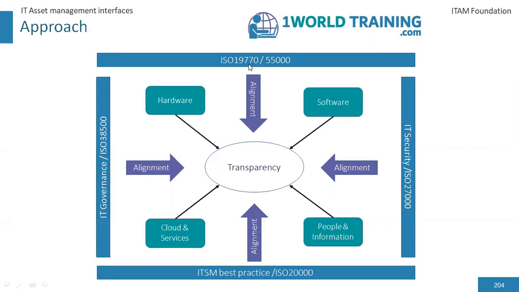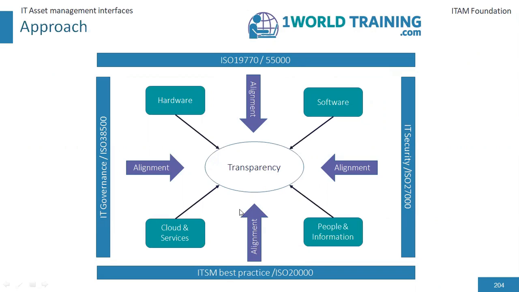So we have so many things here, right? We have ISO 19770 and then 55,000, the IT asset management standard, and then we have ISO governance, ISO 38500, and then here we have IT security, ISO 27000. Sorry, 19770 is for software asset management, and 55,000 is for asset management. And then on the last side, we have ITSM best practice, ISO 20K, which is the standard for service management systems.